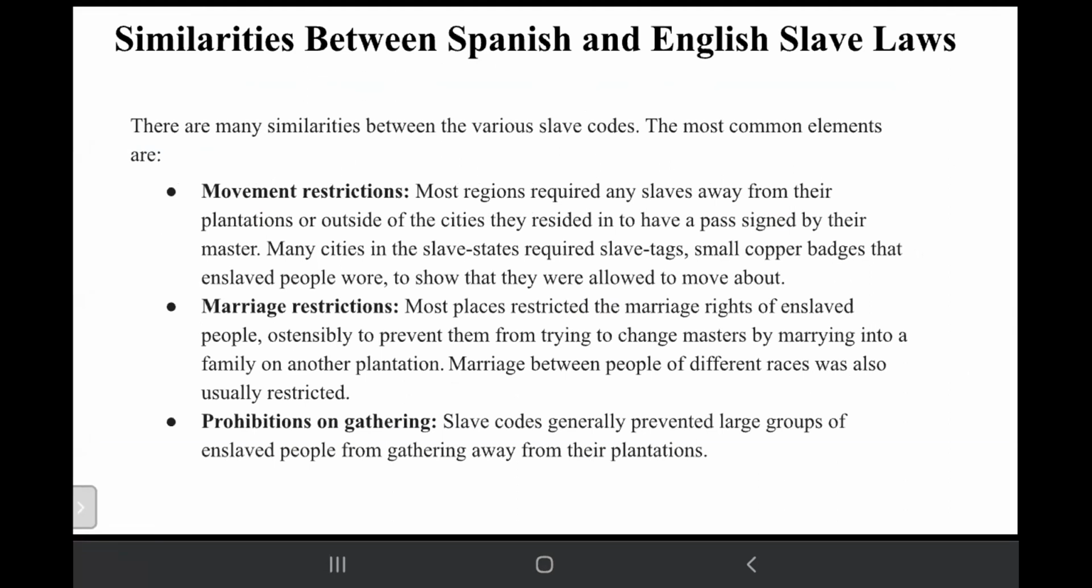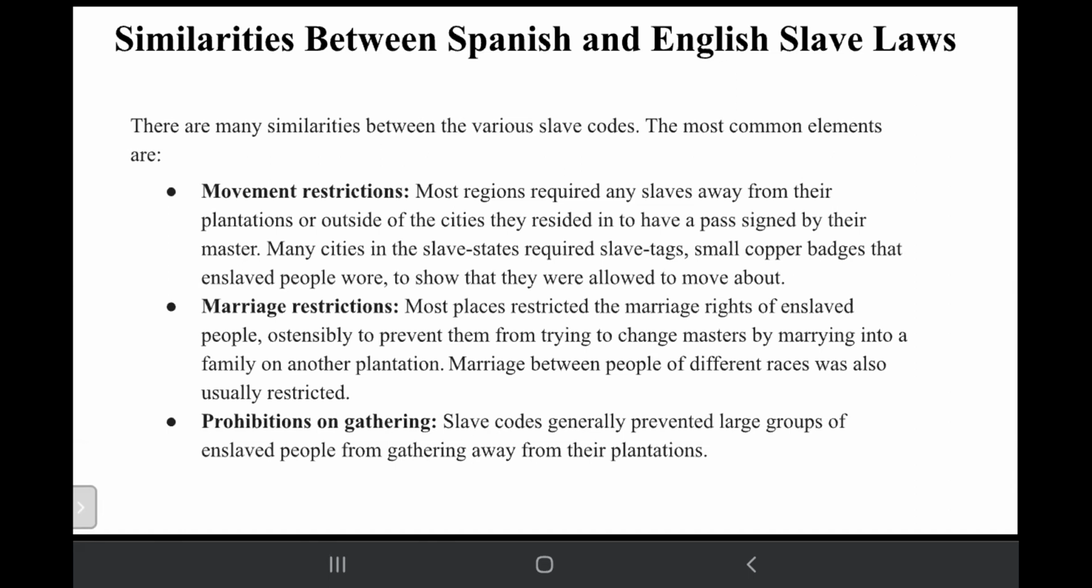Similarities between Spanish and English slave laws. There are many similarities between the various slave codes. The most common elements are movement restrictions. Most regions required any slaves away from their plantations or outside of the cities they resided in to have a pass signed by their master. Many cities in the slave states required slave tags, small copper badges that enslaved people wore to show that they were allowed to move about.